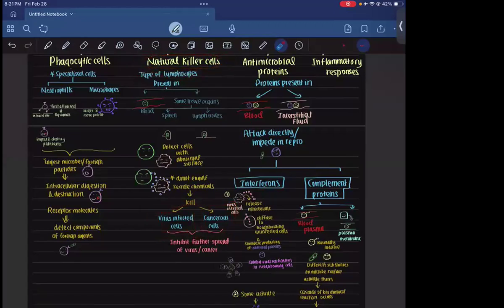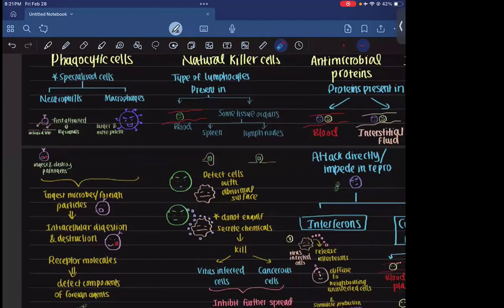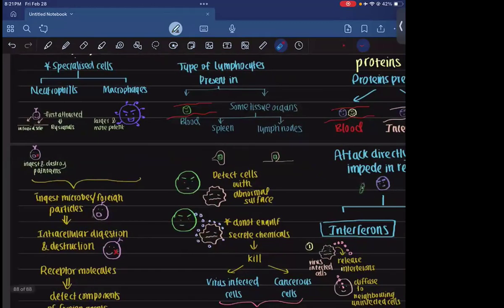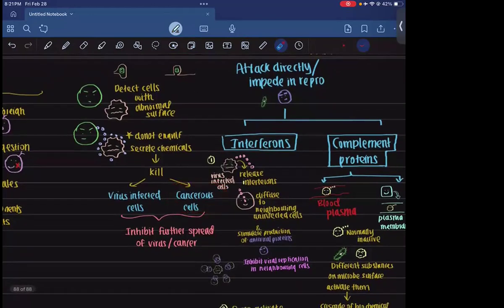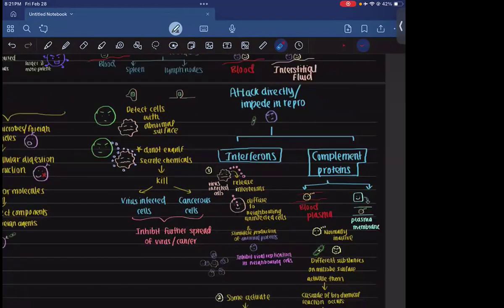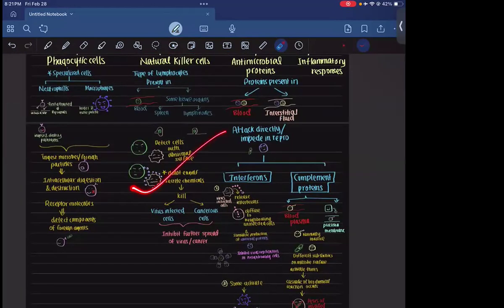But when you consider phagocytic cells, they fight against all types of pathogens and foreign substances. Here it is only virus infected cells and cancerous cells. So ultimately, what are they doing? They are inhibiting the further spread of virus or cancer. Okay, so this is all about natural killer cells.